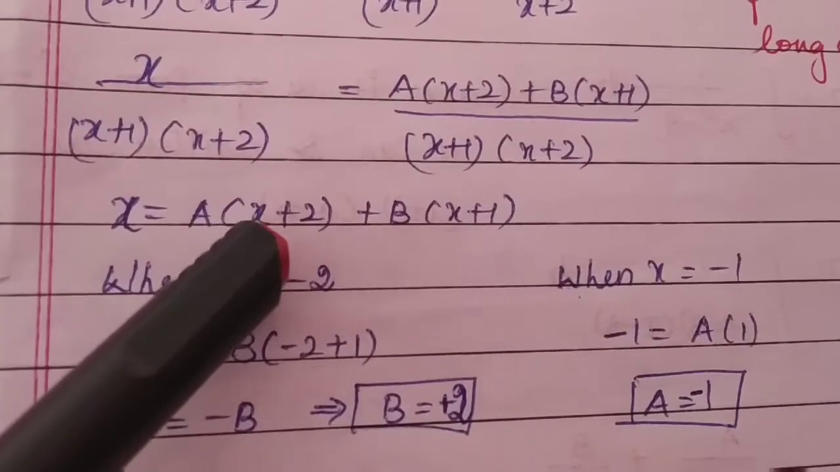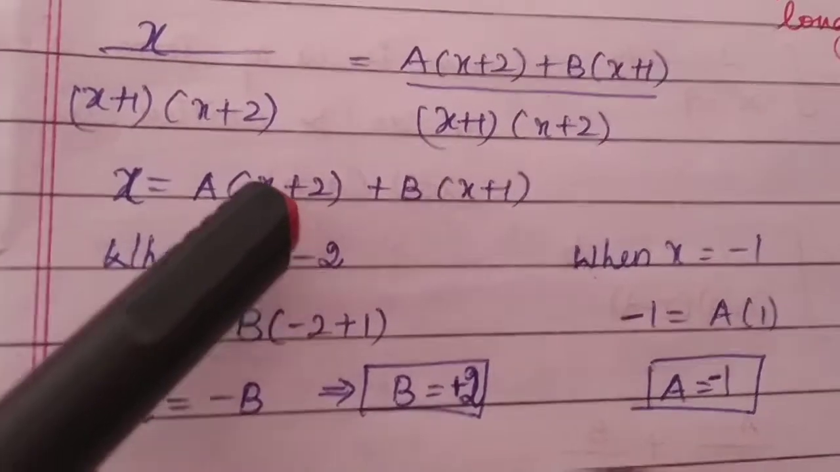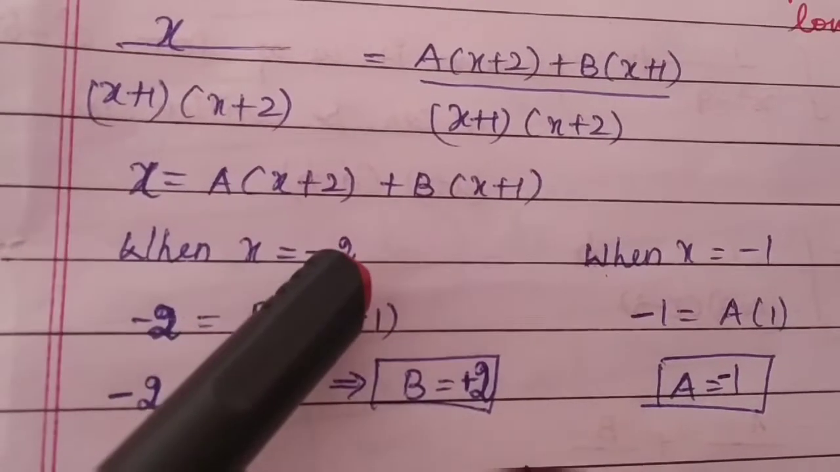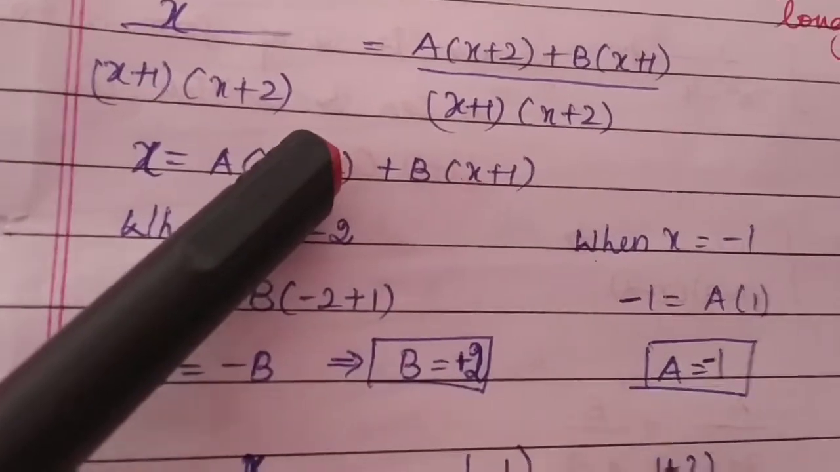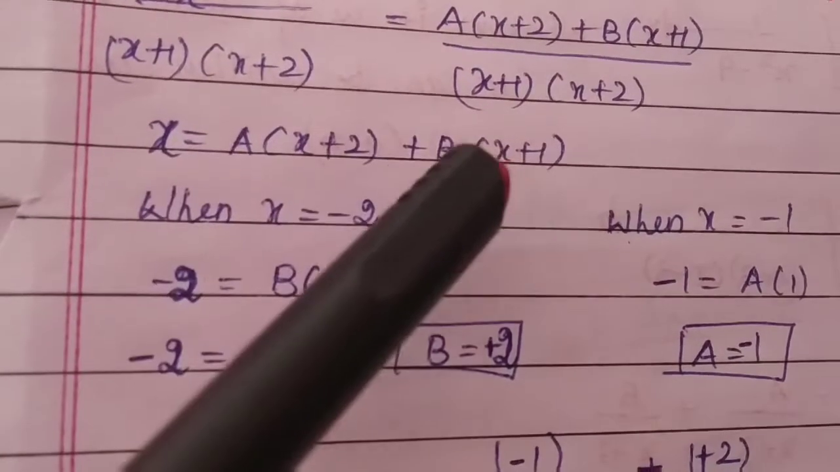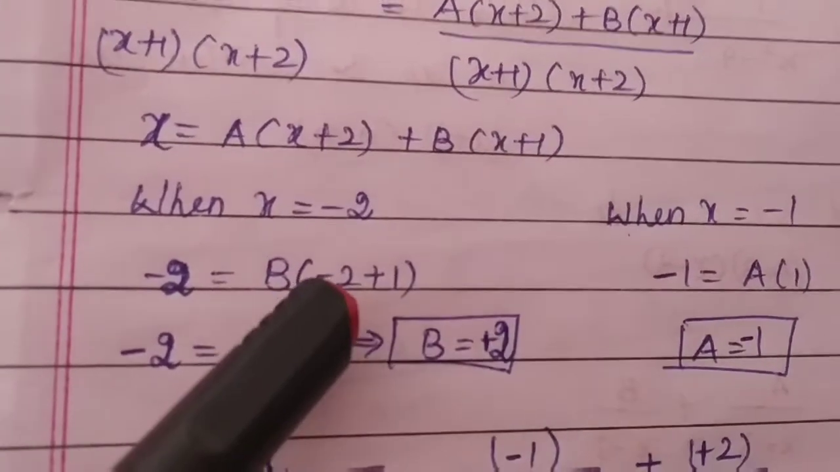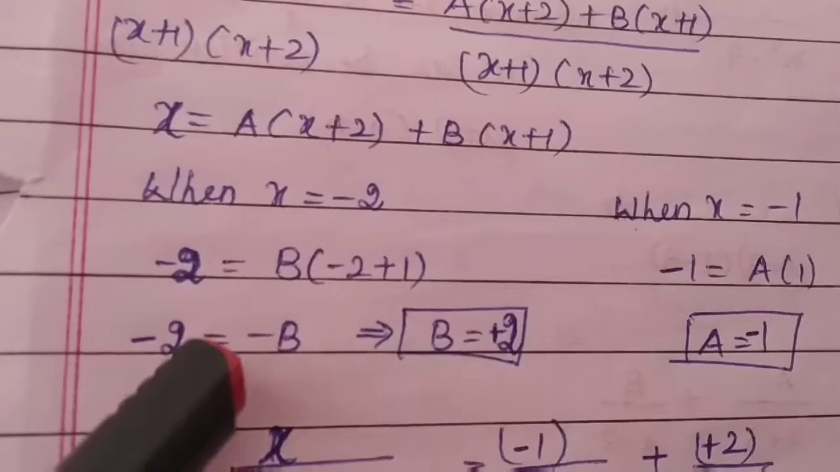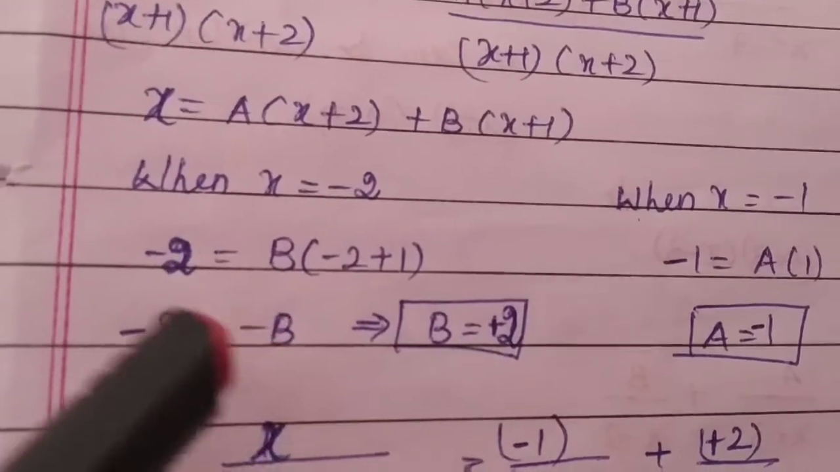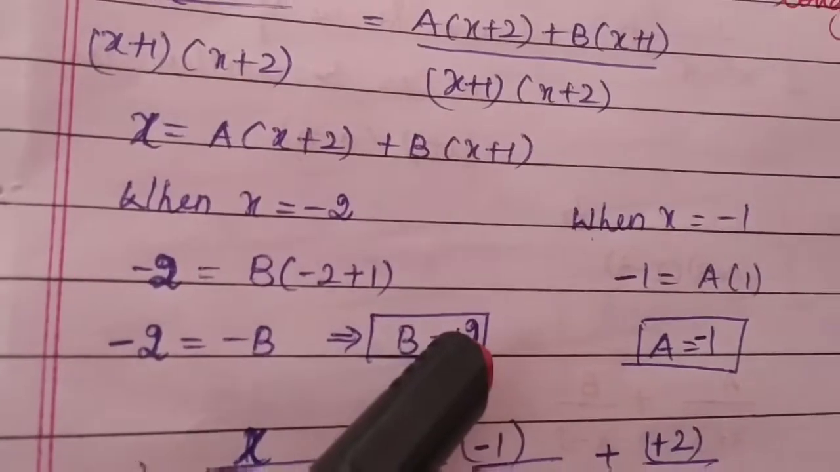Now, equate x plus 2 to 0. What you will get, x is equal to minus 2. So, substitute the value of x equal to minus 2. Therefore, this term will go off. Therefore, minus 2 equal to b into minus 2 plus 1. Therefore, you will get this term. Therefore, when minus and minus get cancelled, b is nothing but 2.